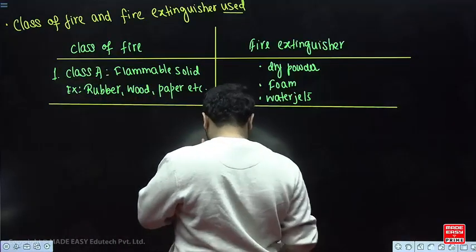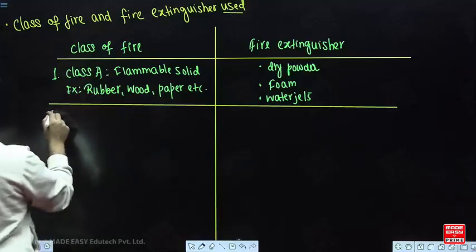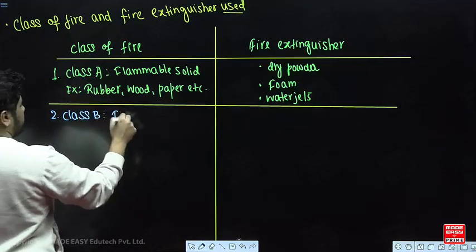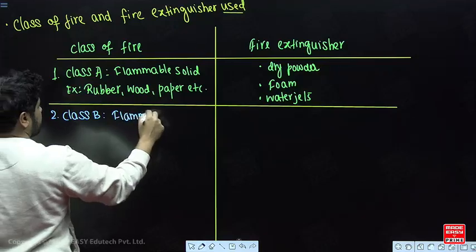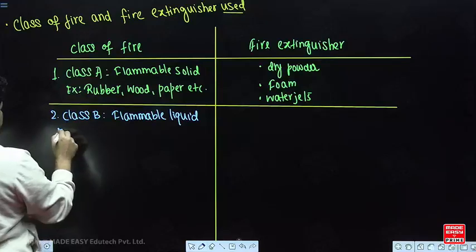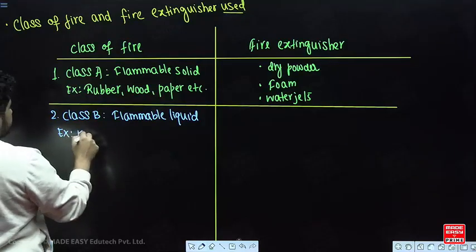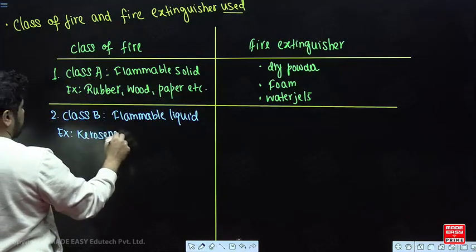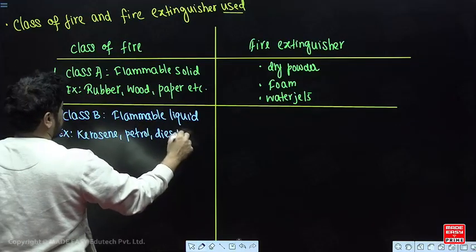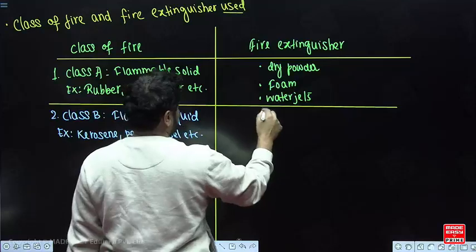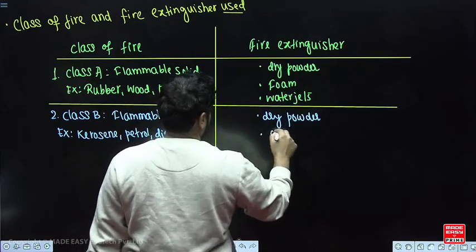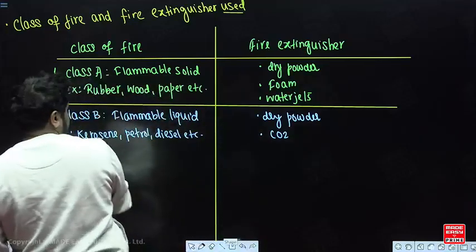Second, class B. This is a flammable liquid, for example kerosene, petrol, diesel, etc. For this we use two things, either dry powder or CO2. Let me tell you what exactly dry powder and CO2 are.